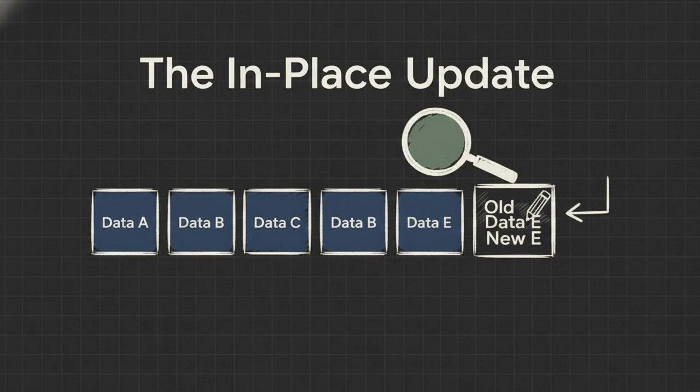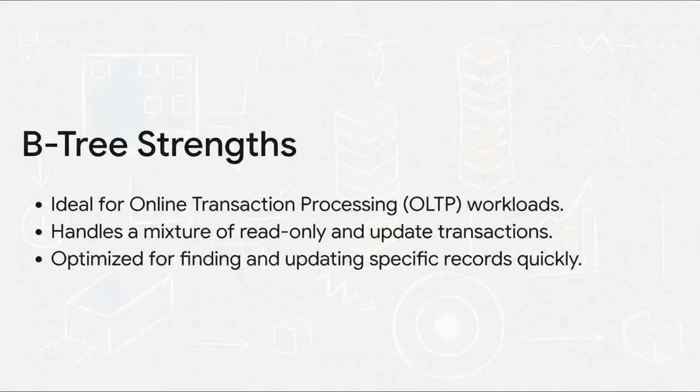Now, the key mechanic, the thing that really defines a B tree, is the concept of an in-place update. This is pretty straightforward. When you need to change a record, the database finds its exact location in the file structure and just overwrites the data right there in that spot. Nothing else moves, it's a direct, targeted update. And this in-place update model is what makes B trees absolutely fantastic for read-heavy workloads.